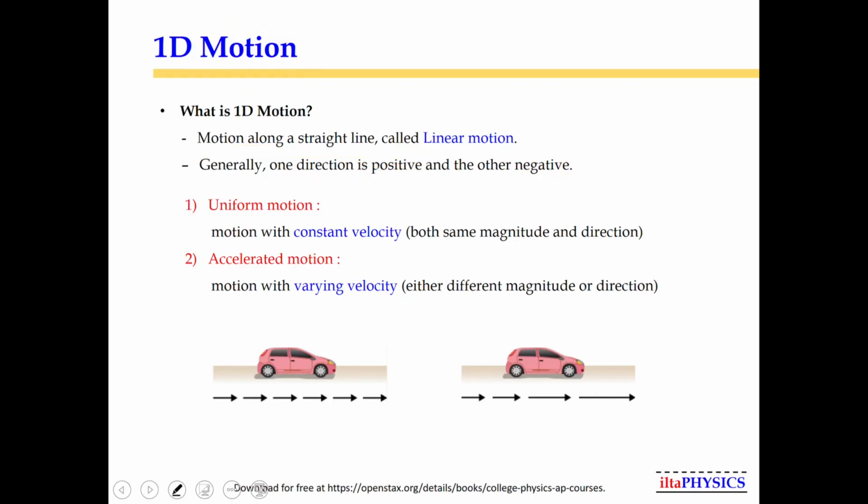In 1D motion, there are 2 main types: uniform motion and accelerated motion. Uniform motion means the object moves at a constant velocity, same speed and same direction. Accelerated motion means the object's velocity changes. It could speed up or slow down. First, we'll focus on cases where only the speed changes, but the direction stays the same. Later, when we study free fall, we'll deal with motion where both the magnitude and direction change.